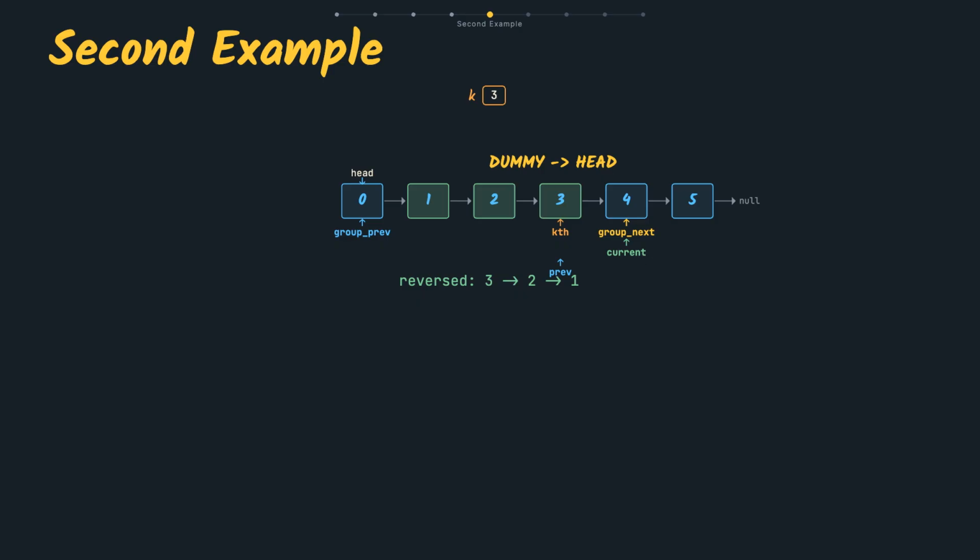Current is node 4, which equals group next. Stop. The group is 3, 2, 1. Reconnect. Dummy points to node 3, the new head. Group prev advances to old head node 1.